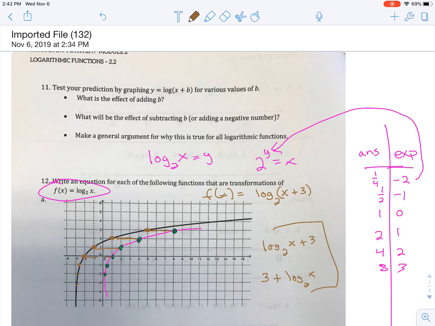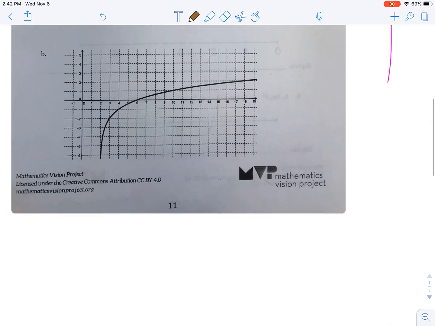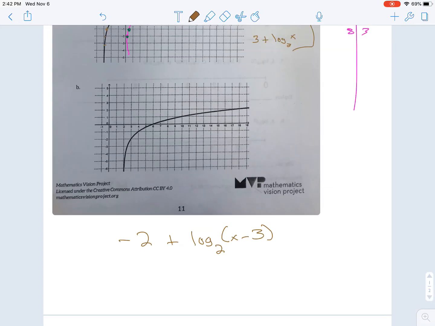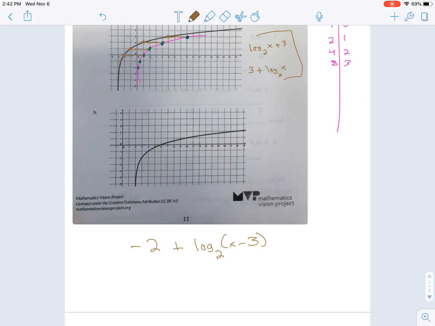But I'm just looking up the answer key here, and the equation for this one, once you do 12b, it would be negative 2 plus log 2x minus 3. And so what that's saying is it moved, well, where did it move? Okay, it moved right 3 and down 2. And you can kind of see how my pink one would come right 3 and down 2 to line up with that graph.